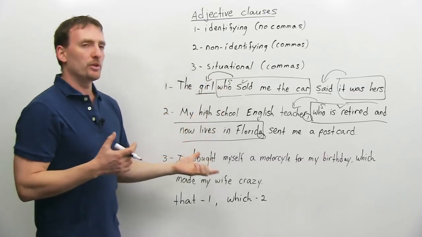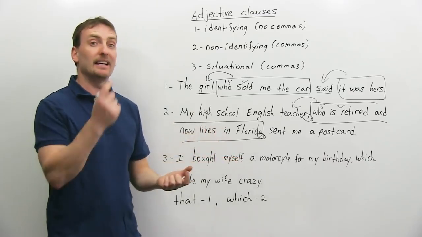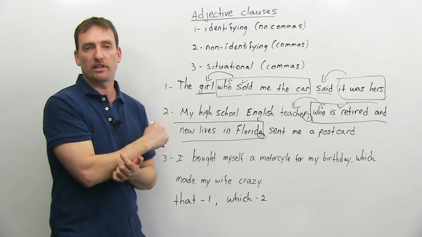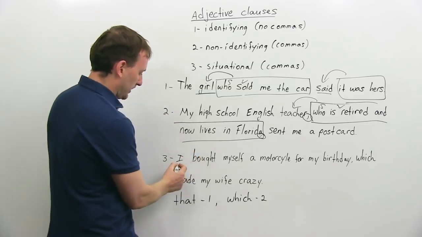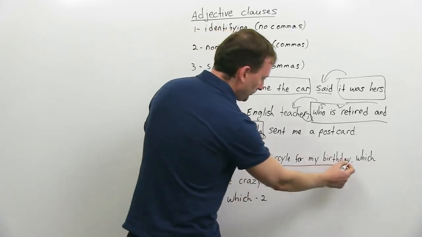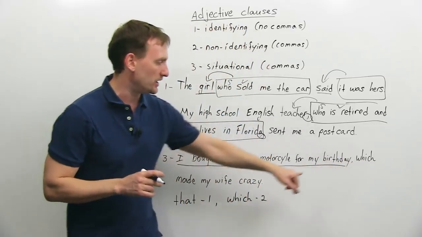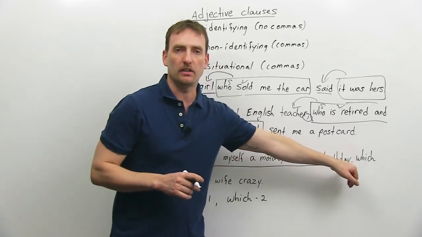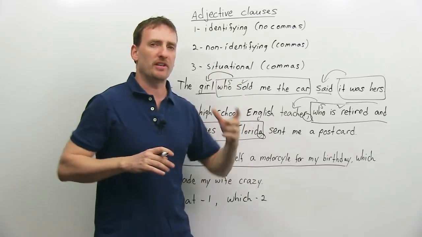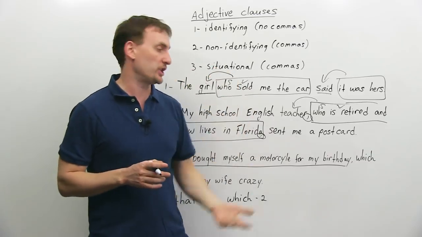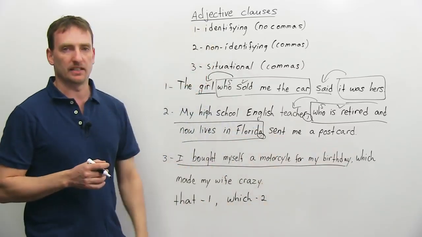Now, although it's not very common, you could have an adjective clause that doesn't modify the noun right before it. I bought myself a motorcycle for my birthday. This is an independent clause. It is fine. You don't need any more information. I could put a period here and be finished with this sentence. But I want to give you some more information. I want to give you my wife's reaction, okay? Which made my wife crazy.